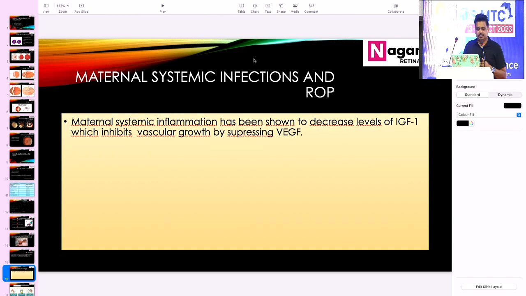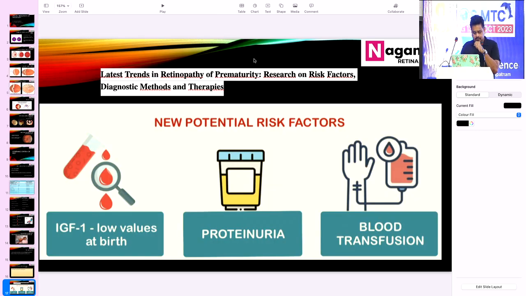Coming to pregnancy-induced hypertensive conditions like preeclampsia, eclampsia, and HELLP syndrome, they lead to vascular compromise in the developing fetus. Maternal systemic infections lead to a decrease in the insulin-like growth factors, which in turn lead to ROP.